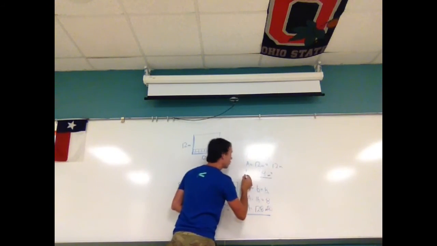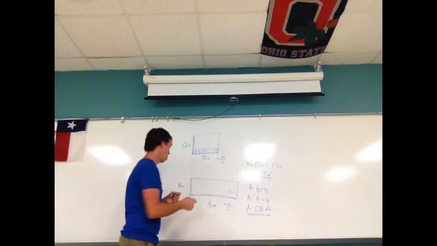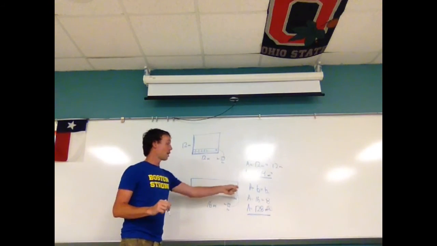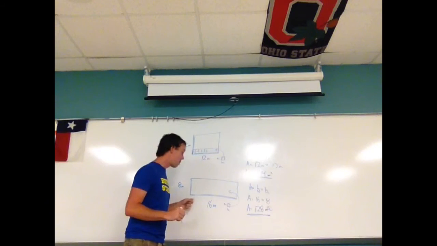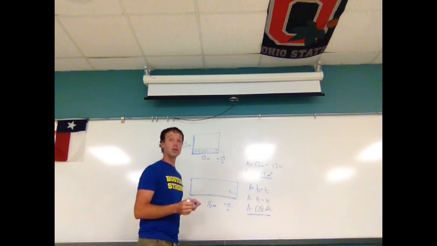Top answer for this square, 12 times 12, base times height, 144. The rectangle, again, base times height, but this time the base is 16, the height is 8, okay? And I get 128 meters squared.